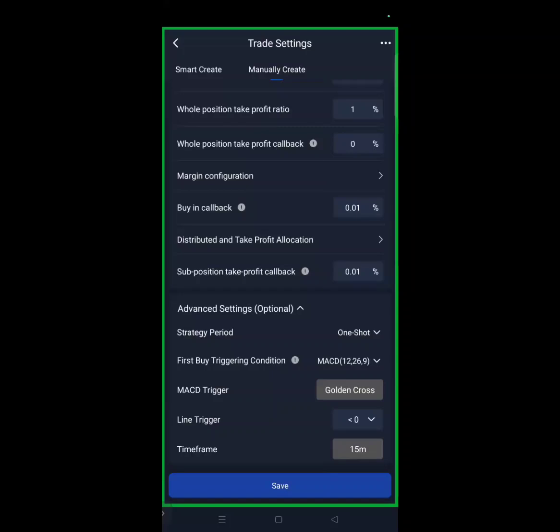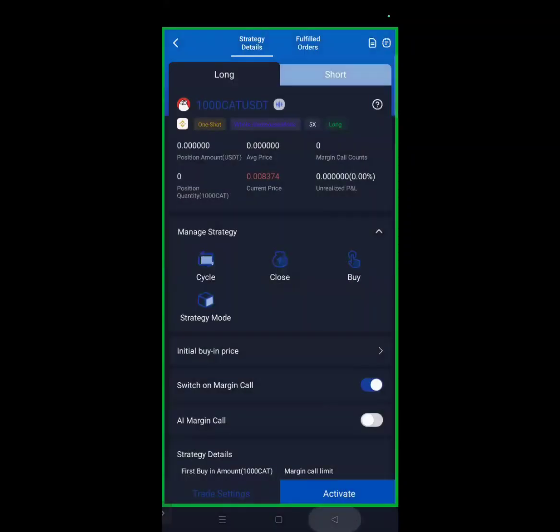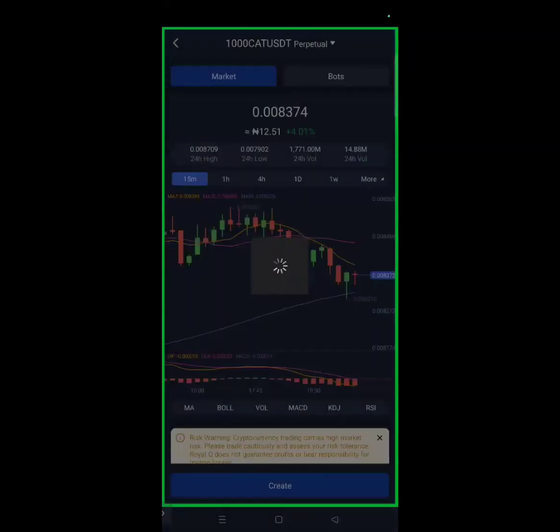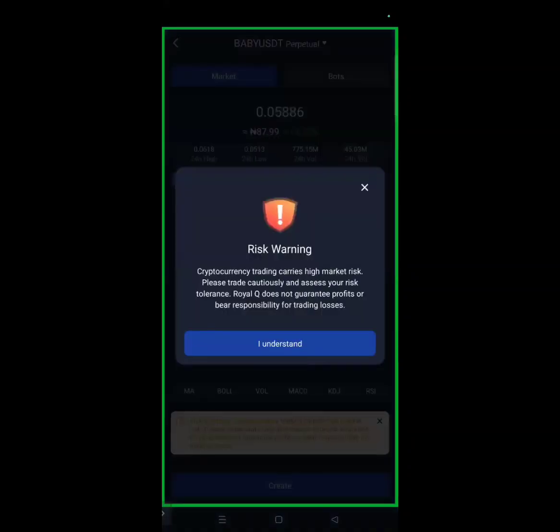If you are doing the death cross, okay, which is short, you pick short. You select the death cross, and you select the greater than zero. So that's how you can spot a perfect signal. That's how you can generate your signals, okay?